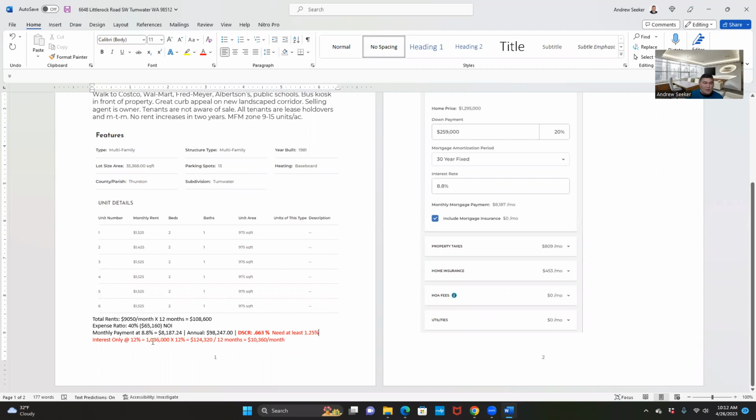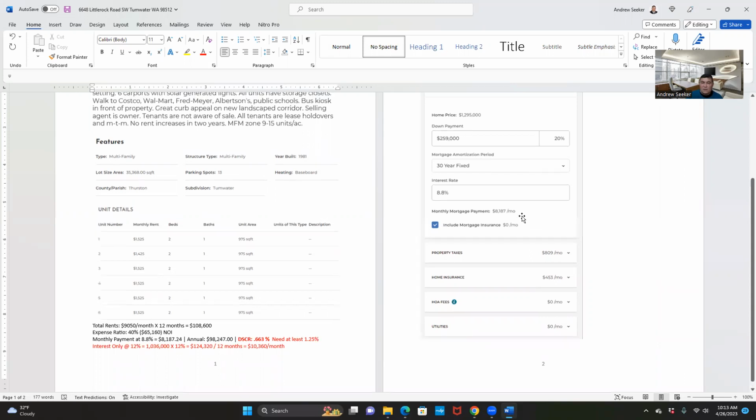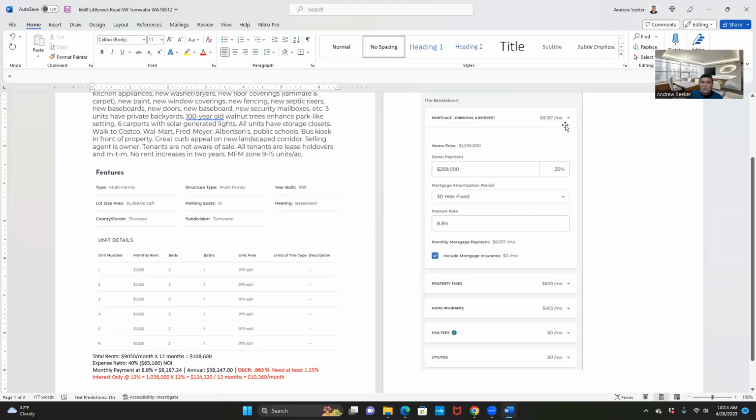I would not purchase this at all because if it was interest only, I'd be paying $124,320 a year or $10,360 a month. And you can see here this little calculator. I factored in a 20% down payment, 8.8%, and it spits out some numbers here on theirs. It would be $8,187 a month. But remember, our total rents here are $9,050 a month. So that's barely enough to pay the rent that they have here.